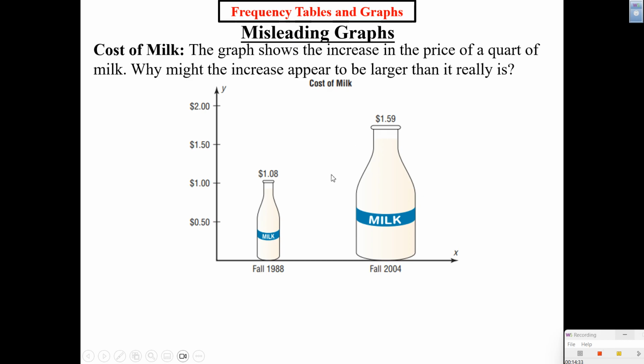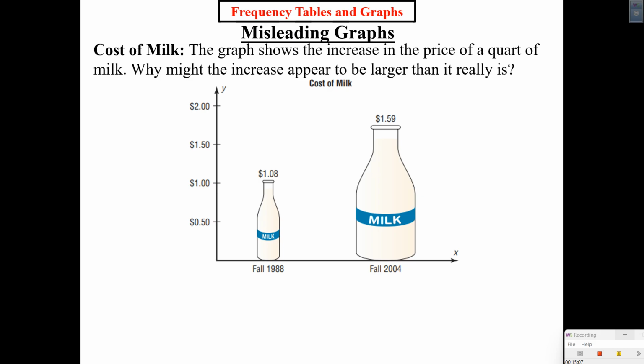Which brings us to the last portion. Here we go. Once again, to revisit misleading graphs. Cost of milk. It says, the graph shows the increase in the price of quarts of milk. Why might the increase appear to be larger than it really is? Talk to your neighbor. Let them know why you think this would be misleading. All right, and let me send that to your screen as well. All right, type me your answer on the screen.